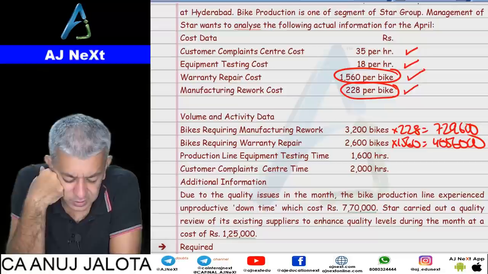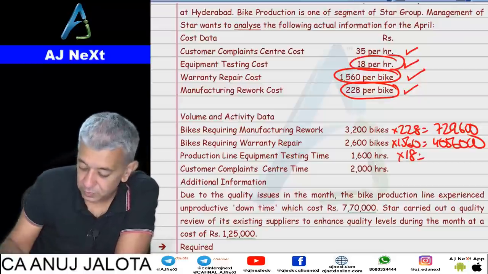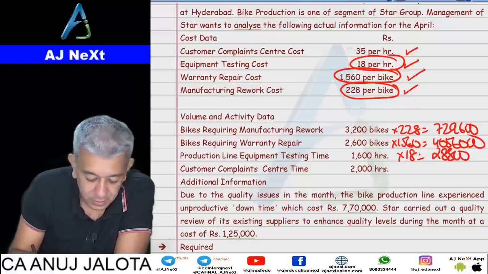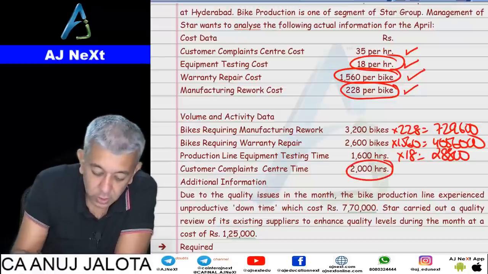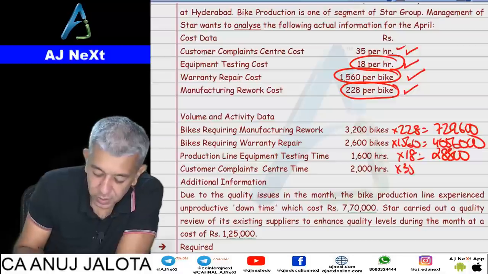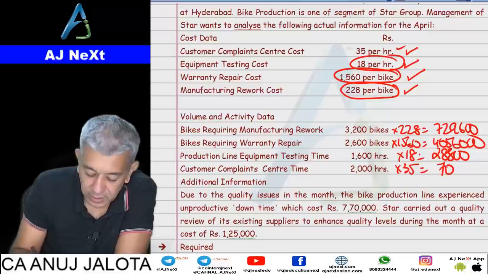ठीक है, 1600 आवर्स इन दिस पर्टिकुलर केस। 1600 आवर्स इनटू 18 पर आर, 28800। कस्टमर कंप्लेंट सेंटर टाइम, 2000 आवर्स इनटू रुपीस 35 पर आर, सो 2000 इनटू 35, ये आ जाता है 70,000.